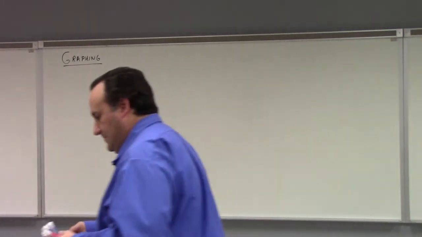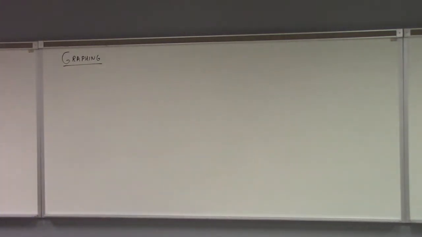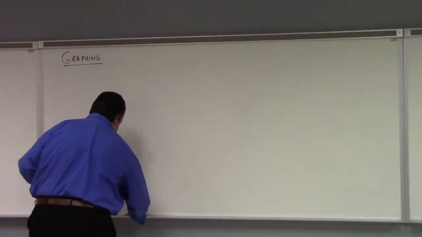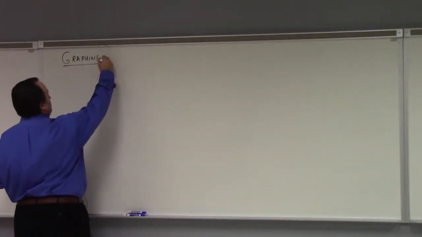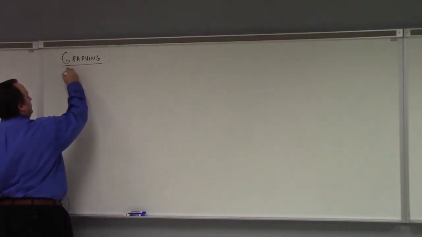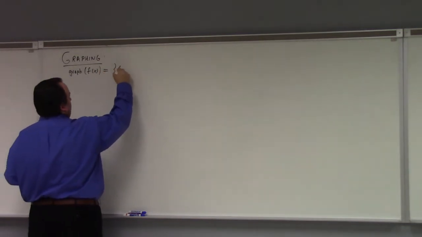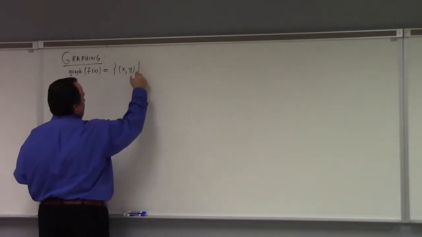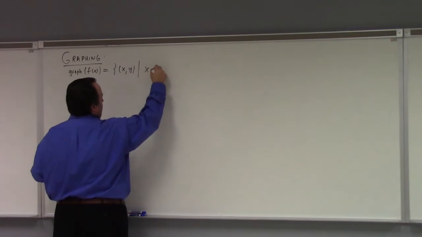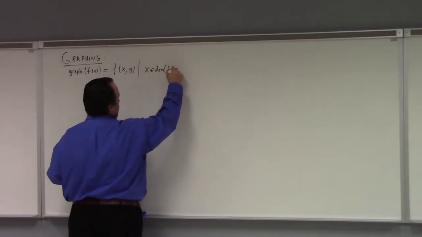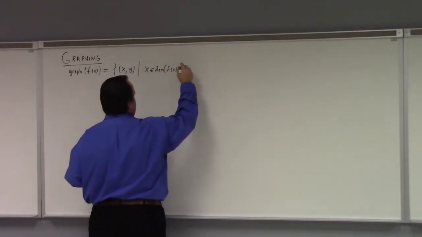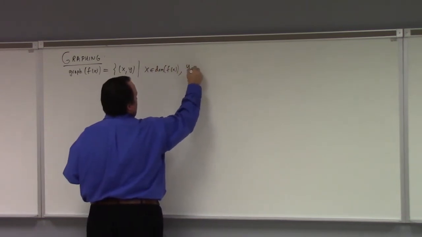Thank you. Okay, so what is a graph of a function? Do you guys remember? Just to be clear, technically speaking, the graph of a function is a set of ordered pairs (x, y) such that x is in the domain of the function, and y is equal to f of x, right?